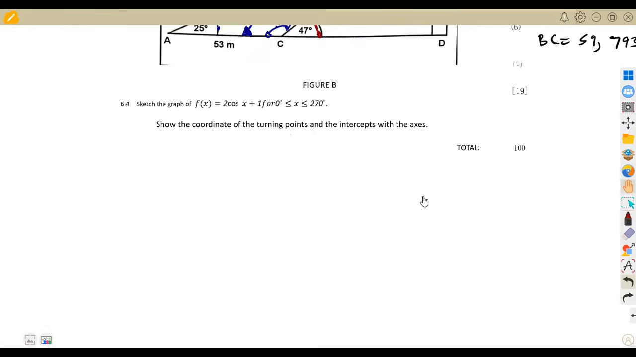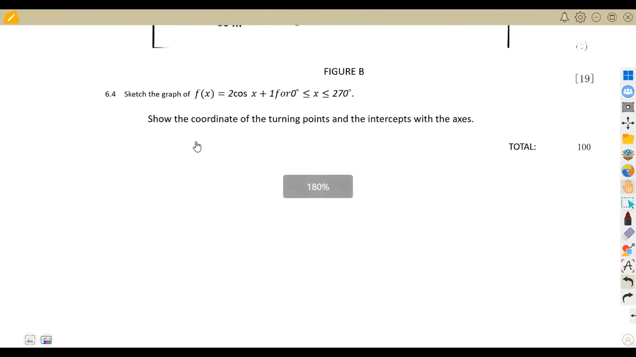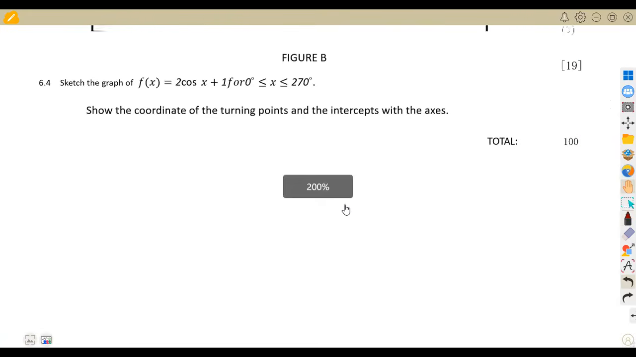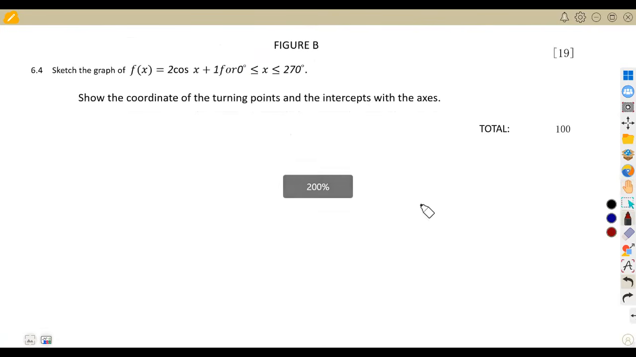Then the last part, which was actually 6.4, was to sketch the graph. Sketch the graph of f of x, all right? So this is our function: f of x is equal to 2 cos x plus 1 from 0 to 270. In order for you to sketch this, you can just choose how to separate your angles. Like I said, normally for the graph of cos and the graph of sine, it is best for us to use the interval of what?